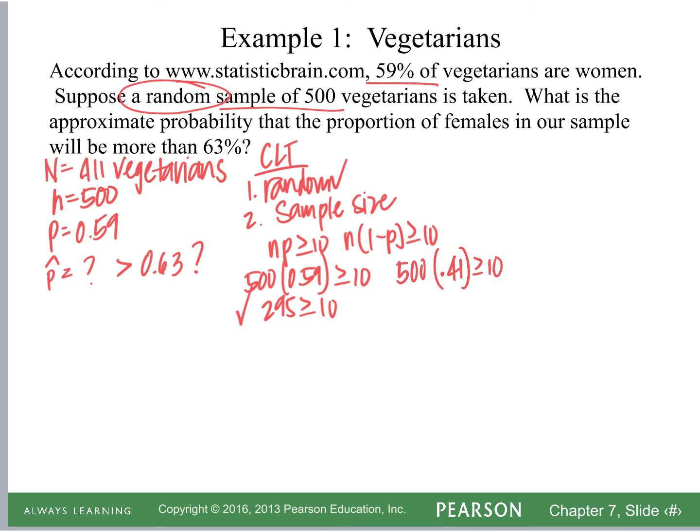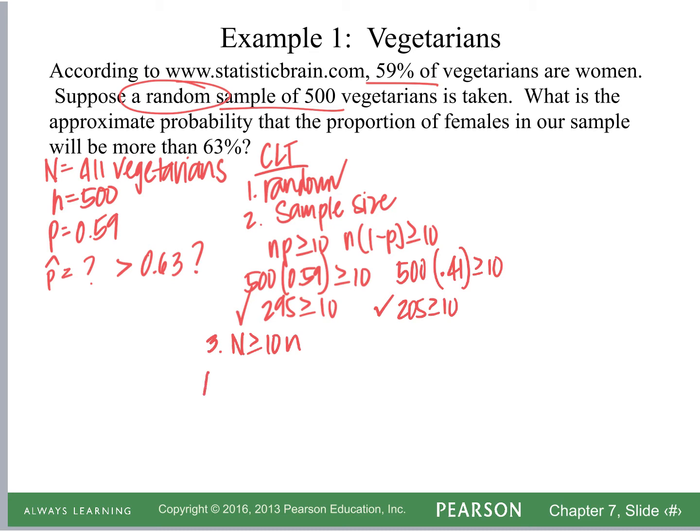And 500 times 0.41 comes out to 205, which is greater than 10. So we'll put a check by the failures as well. Third condition that we're checking for the central limit theorem is your population size. It has to be 10 times your sample size. So our population right now is all vegetarians.